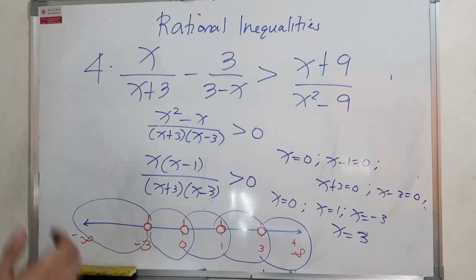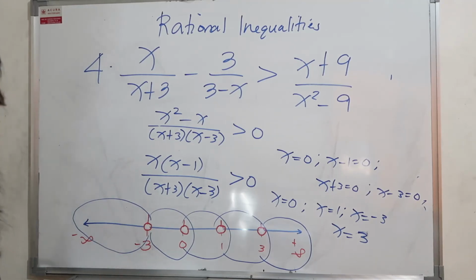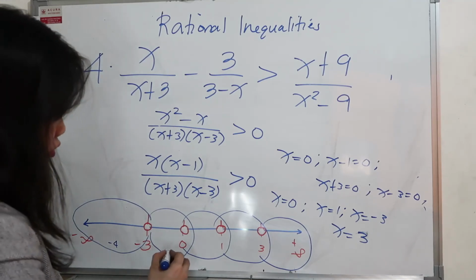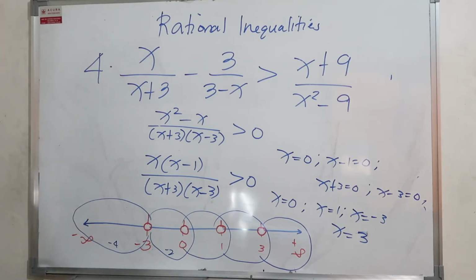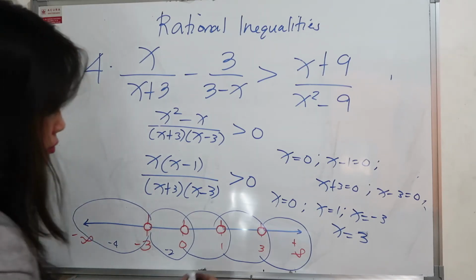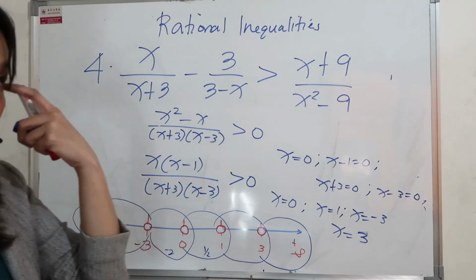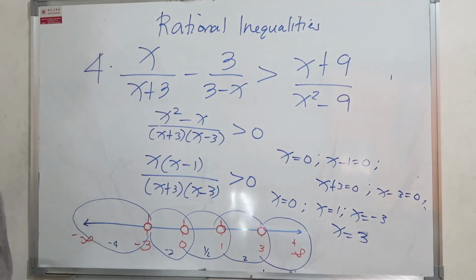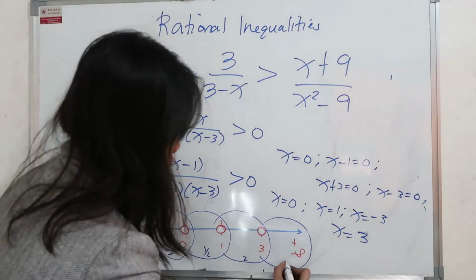So what are those numbers? From the first interval, negative infinity to negative 3, give me a number. Okay, negative 4. Next, negative 3 to 0. Okay, negative 2. 0 to 1. Remember that 0 is not included, so within the range. Okay, 1 half. Next, 1 to 3, obviously 2. Then 3 to positive infinity. Okay, 4.